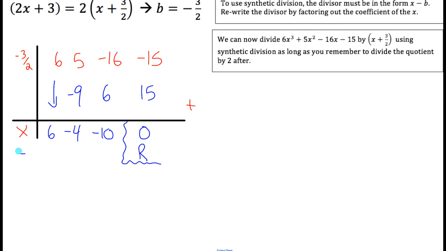So I'm going to write divide by 2. And I'm going to divide each of those numbers by 2, and I get 3, negative 2, negative 5. Those are the coefficients of my x to the 0, my x to the 1, and my x squared. Notice I didn't divide the remainder by 2 as well. I mean, 0 divided by 2 would have stayed 0, but if it was something other than 0, we would have left it. We wouldn't have divided that by 2 as well.